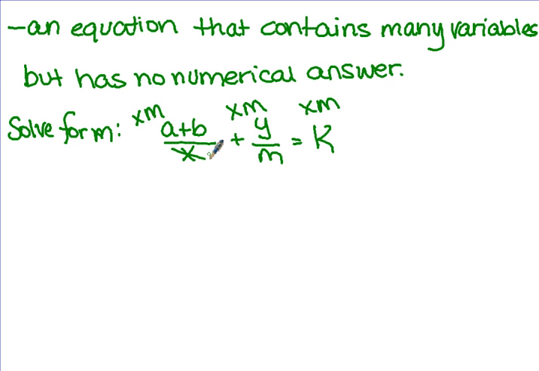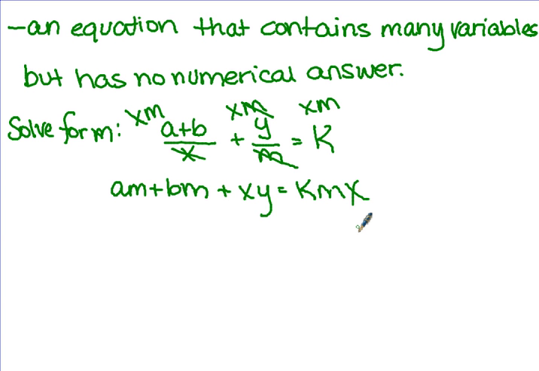We can cross cancel variables. So in this first one, we're going to cross cancel the x. If I distribute that m in, I'm going to have am plus bm. In the next term, I'm going to cancel an m. It's going to be plus xy. And it's going to be equal to kmx.